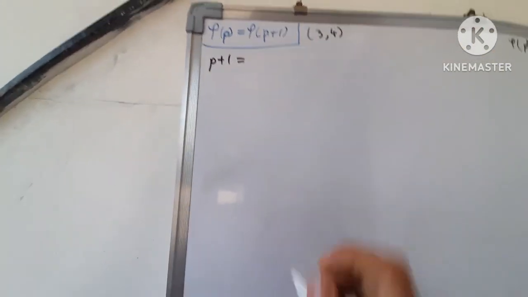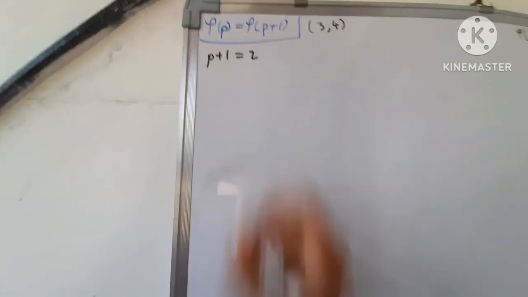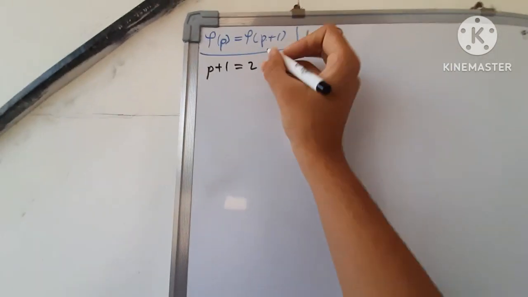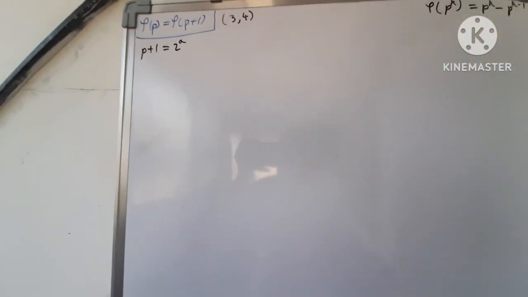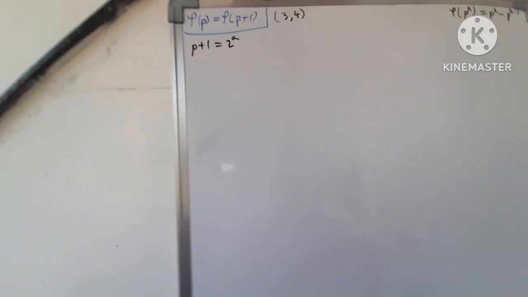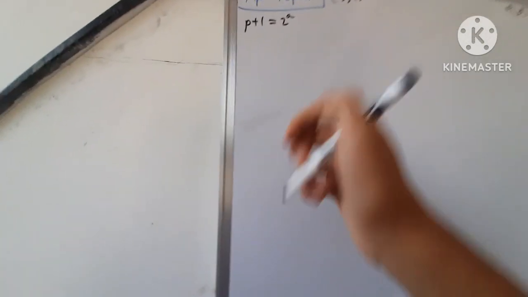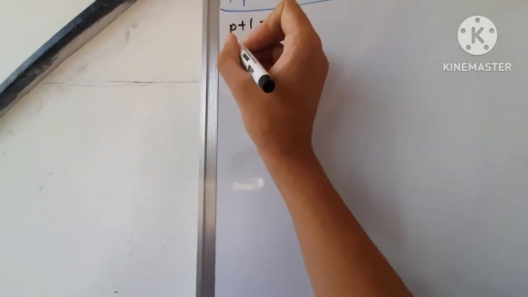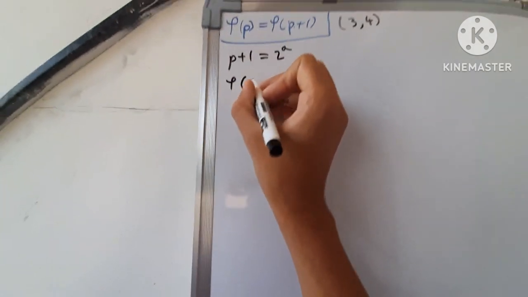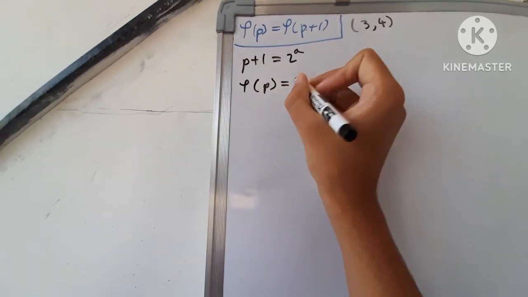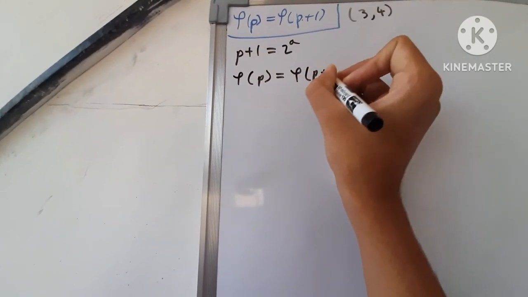okay, so we already deduced that it's going to be a multiple of 2, so 2 is definitely a factor. But first we're going to start with a general 2 to the a, a power of 2, right? Now according to our defining equation that we want to solve, phi of p is equal to phi of p plus 1.